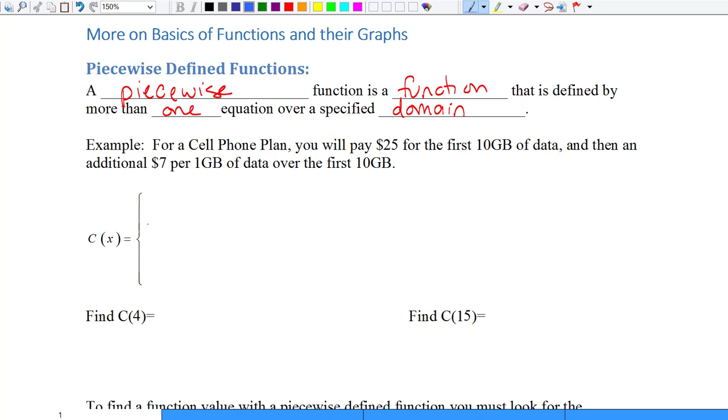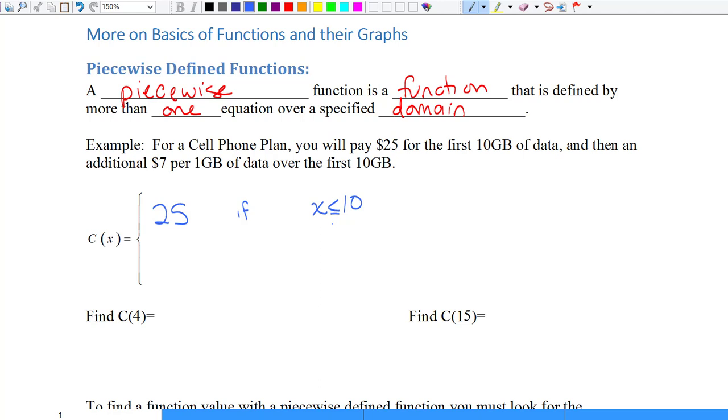So we have C of x equals, and then it has this large bracket. On one of the equations, the answer is just going to be $25, as long as you stay within 10 gigabytes of data. So that would be if x is less than 10. Truly, less than or equal to, because if you use exactly 10 gigabytes, that's what you're going to pay. Now anything over 10, you're going to have to pay $7 per gigabyte.